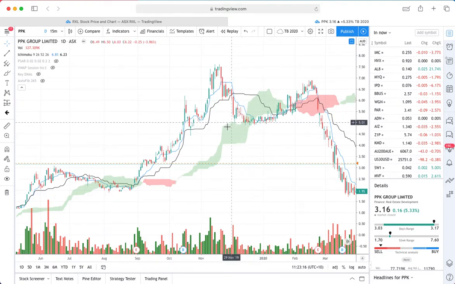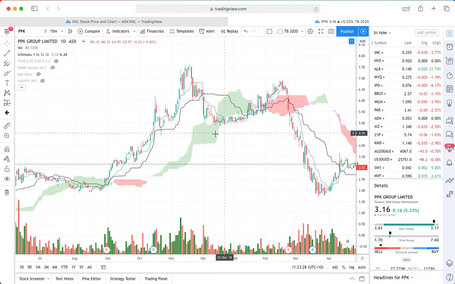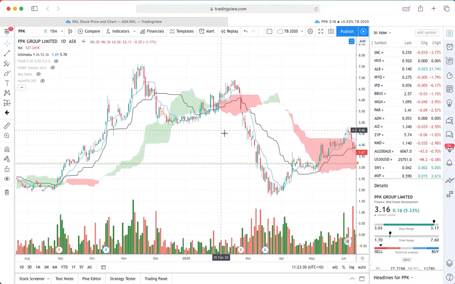Okay, and then we have these green and red blurs. Green is where support may be found, and you can see it changes with the timing of the chart, and also depends on the price action as well.